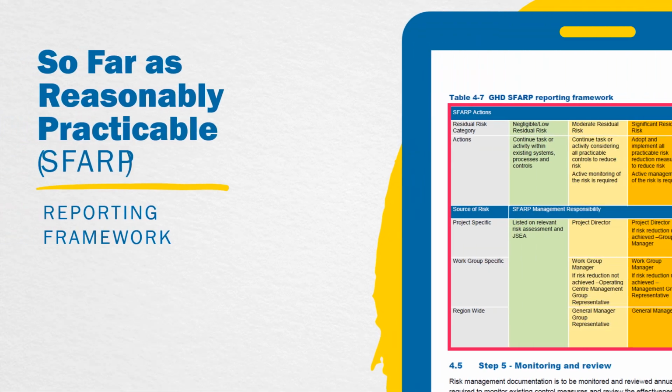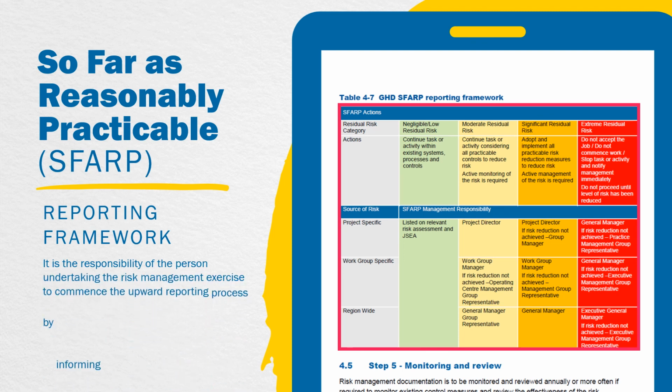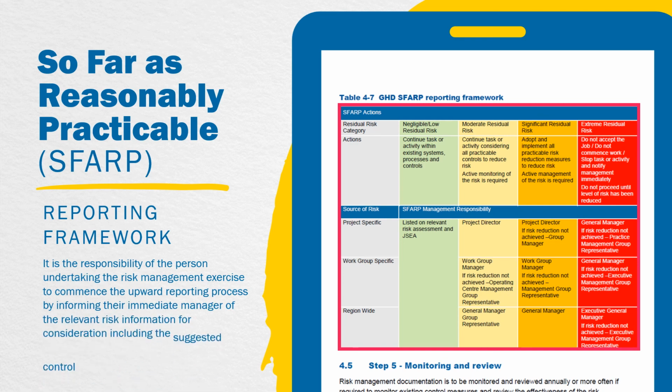The SFARP Actions and Reporting Framework secures the correct level of management involvement. It is the responsibility of the person undertaking the risk management exercise to commence the upward reporting process by informing their immediate manager of the relevant risk information for consideration, including the suggested control measures to be implemented to reduce risk.